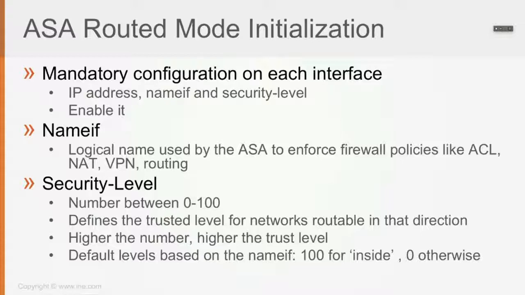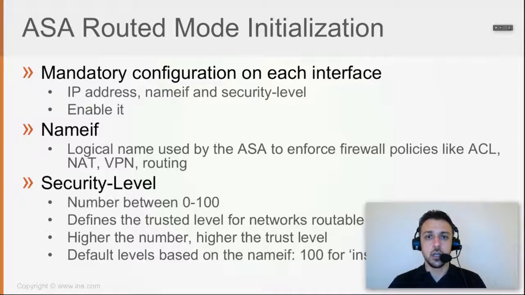So for example, a number of 100 is going to be more trusted than a number of 0. An interface which is assigned a level of 100 is going to be more trusted than an interface which is assigned a level of 0. So based on that number, the ASA knows how trusted the networks are which are reachable out in the direction of that specific interface.